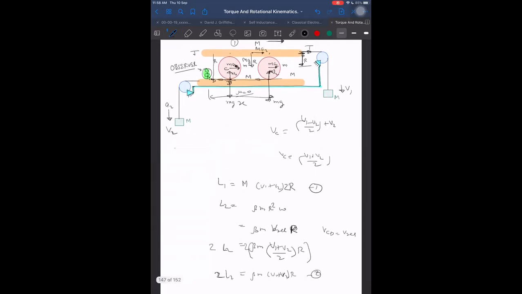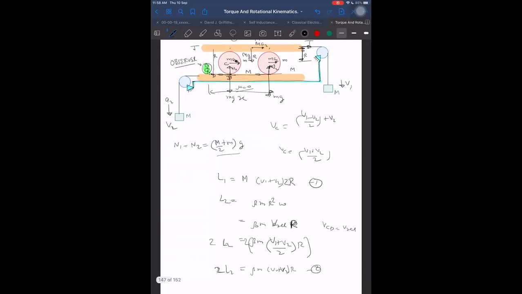What is n1 and n2? If I use symmetry, then n1 is equal to n2, and that will be equal to M by 2 plus small m into g. These have to be equal. Then we can do it now, and we can get the answer, I think so.